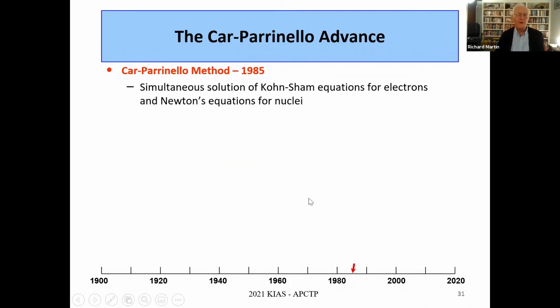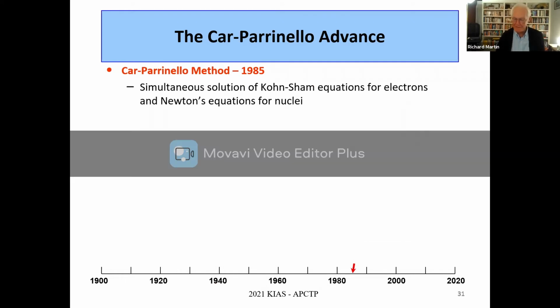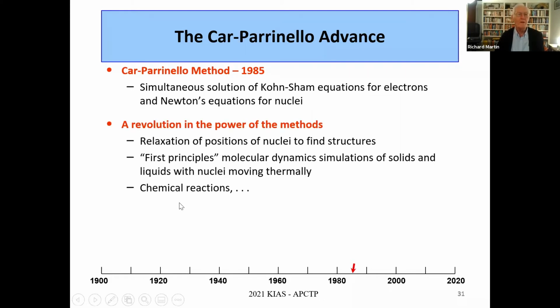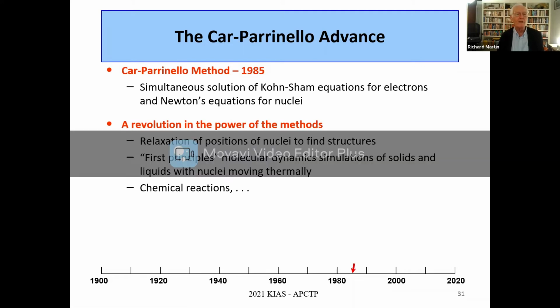The advance that really made things much more possible to treat complex systems was the Car-Parrinello advance. They had the brilliant idea of solving the Kohn-Sham equations for electrons and Newton's equations for the nuclei all at once. And this just opened the doors for a revolution in what could be done.